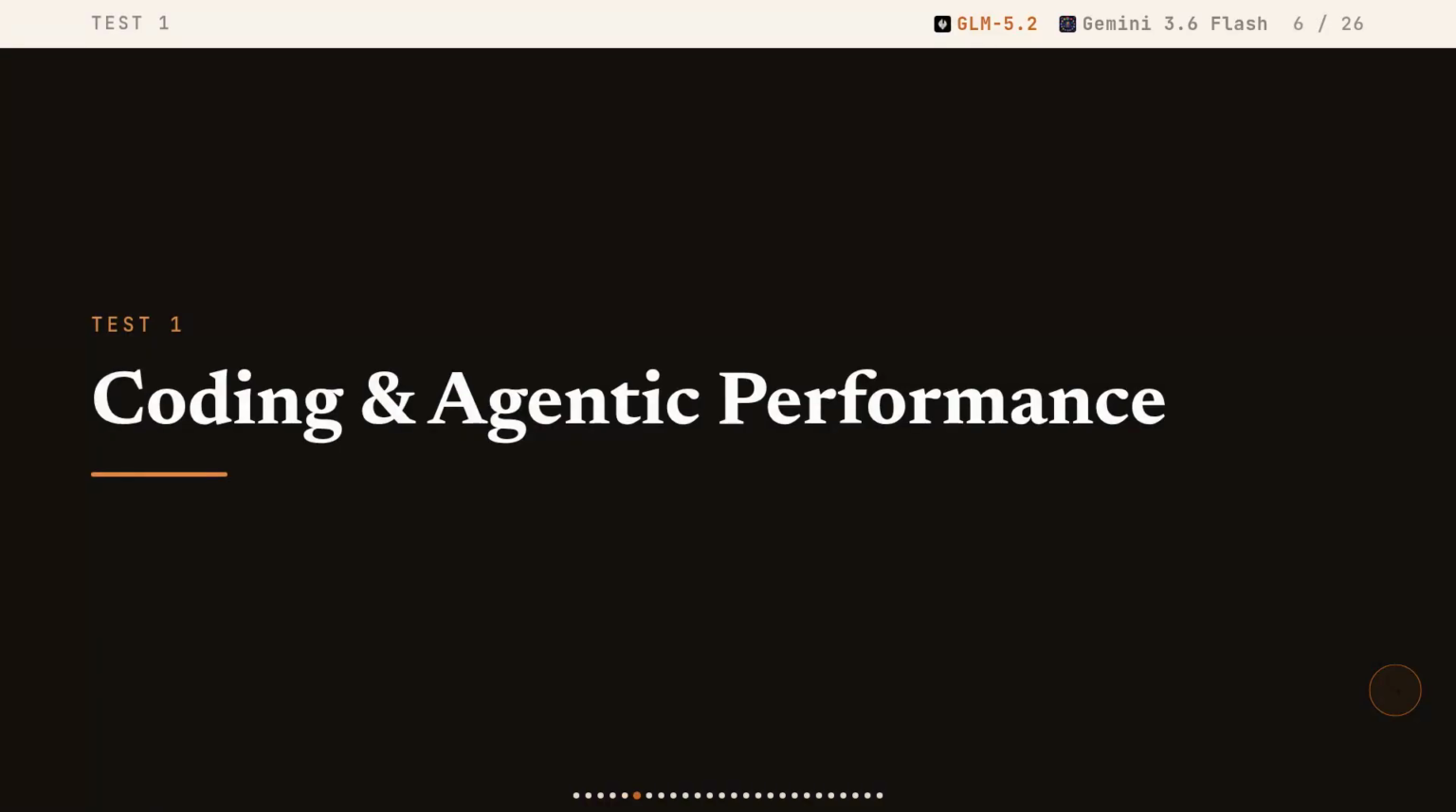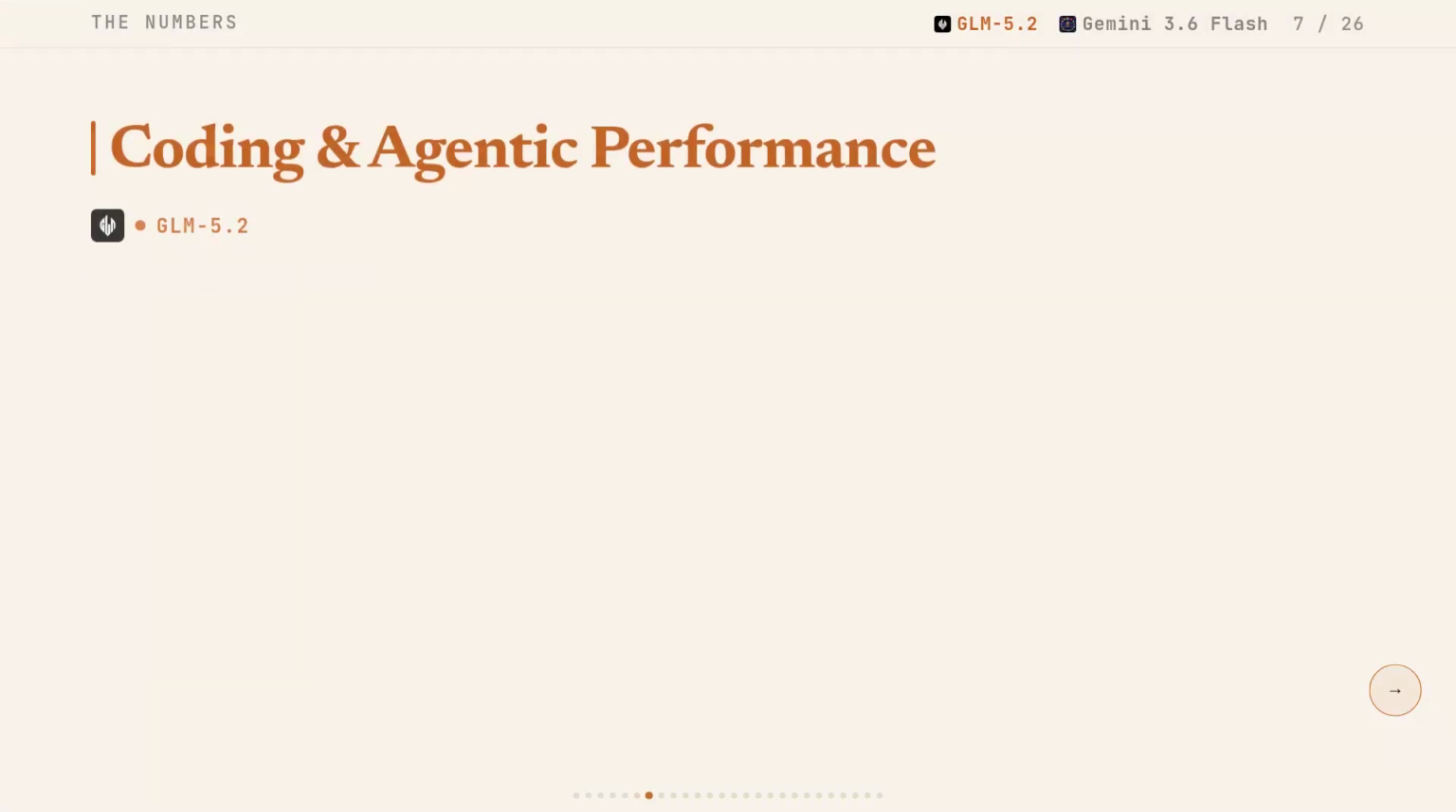Test 1, coding and agentic performance. A solo dev ships a bug fix agent on a Friday. It runs overnight on 200 files, and it misses half the issues because the model can't handle long horizon tasks. That's the failure mode here. And the question is, which model actually holds up on hard coding benchmarks?